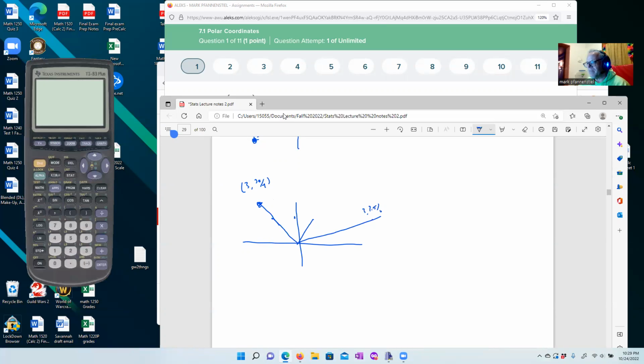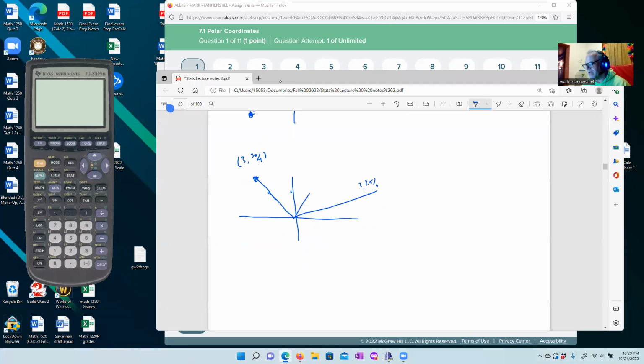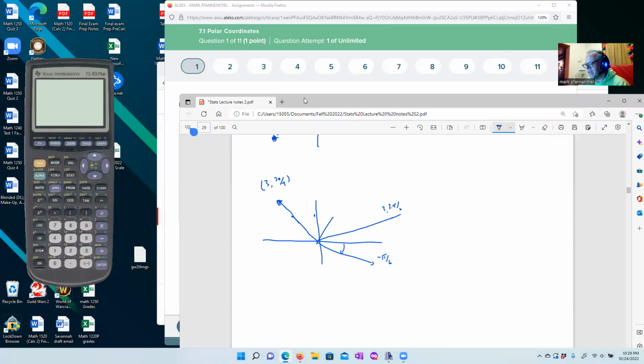That's 3, negative pi over 6. Where's negative pi over 6? We have to go around the opposite way. So there's negative pi over 6. And we still want to go in the positive direction. We want to take positive steps in the direction of negative pi over 6. So we're going to be in quadrant 4, down here somewhere. So this is 3, negative pi over 6. I haven't found it yet.